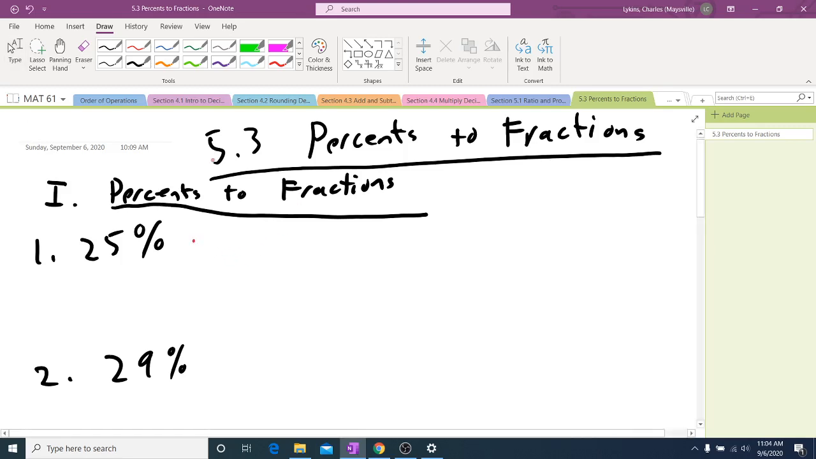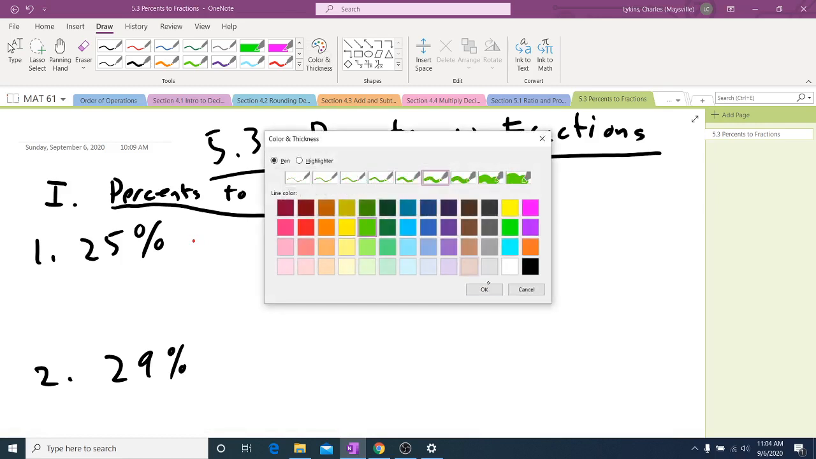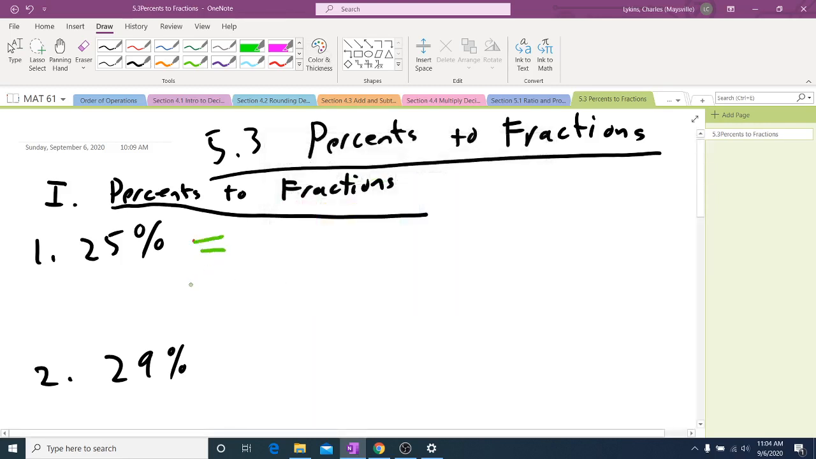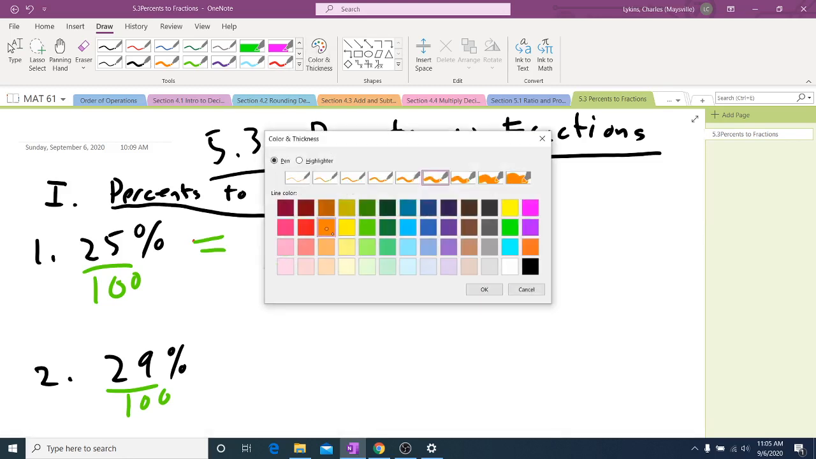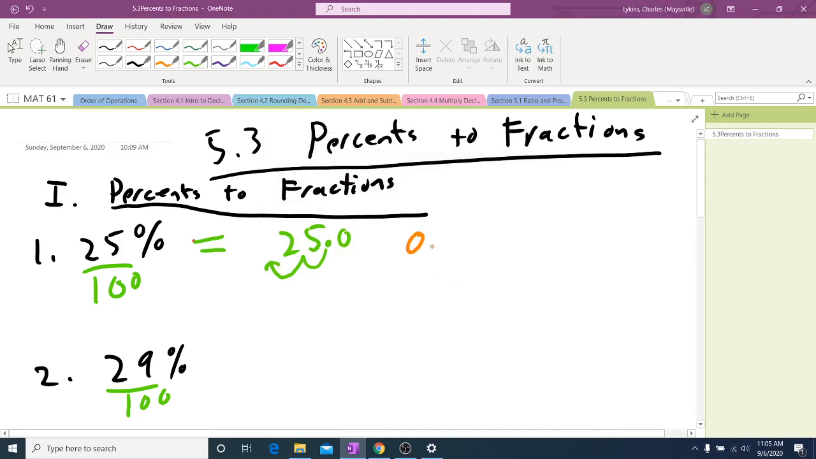So what I want you to think about is, there's a couple ways to think about this. For percentages, you can always divide by 100 to get the decimal, or you just take the decimal and move it over 2 places to the left. So that's your decimal right here. You move it over, so your decimal would be 0.25.